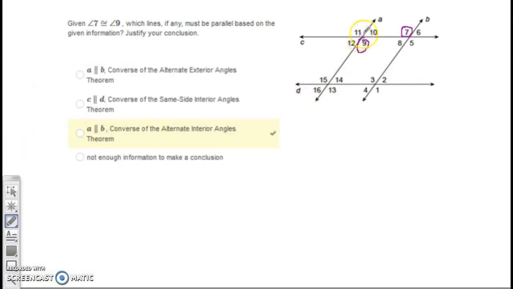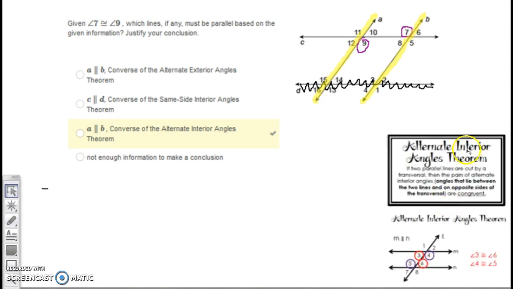And notice that both of those angles are up here. They're not dealing down here at all. So I'm just going to throw that out. That's a distractor to me. It bugs me. And so I'm looking at line A and line B, and I'm trying to figure out if they're parallel and why. Well, angles 7 and 9, those are on the opposite side of the transversal, and they're inside the parallel lines. So those are alternate interior angles. And if your alternate interior angles are congruent, then you know your lines are parallel.